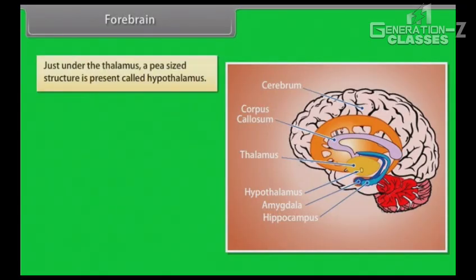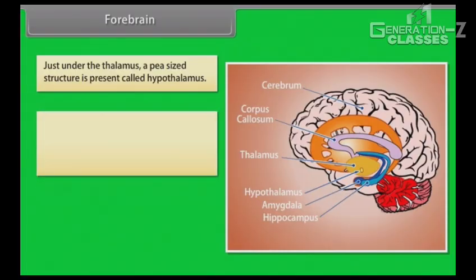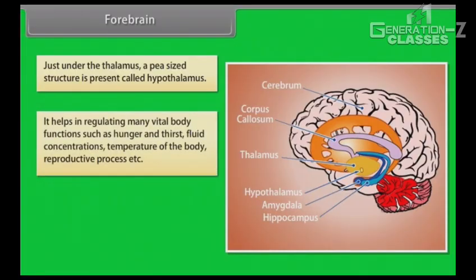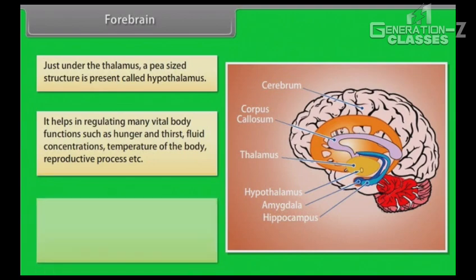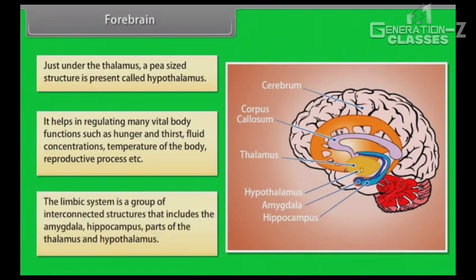Just under the thalamus, a pea-sized structure is present called hypothalamus. It helps in regulating many vital body functions such as hunger and thirst, fluid concentrations, temperature of the body, reproductive process, etc. The limbic system is a group of interconnected structures that includes the amygdala, hippocampus, parts of the thalamus and hypothalamus.